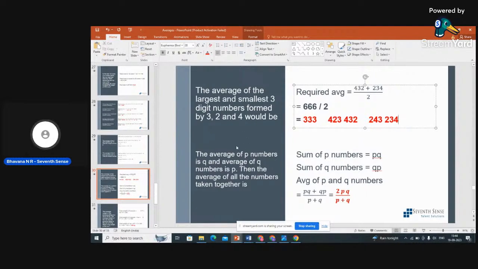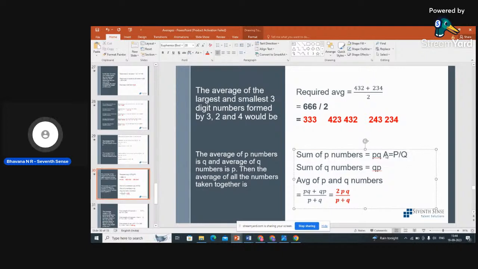Next. The average of P numbers is Q. So for this, how will we write it? The average of P numbers is Q, right? So the sum is P times Q.